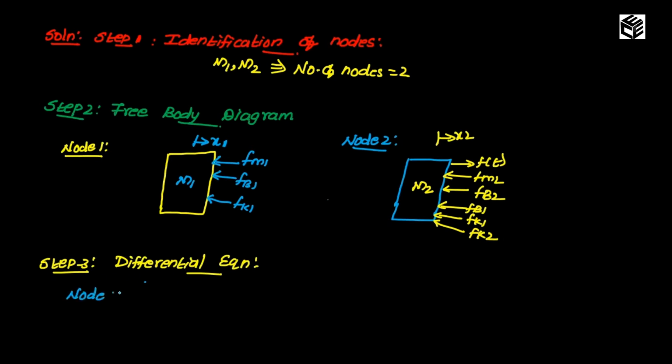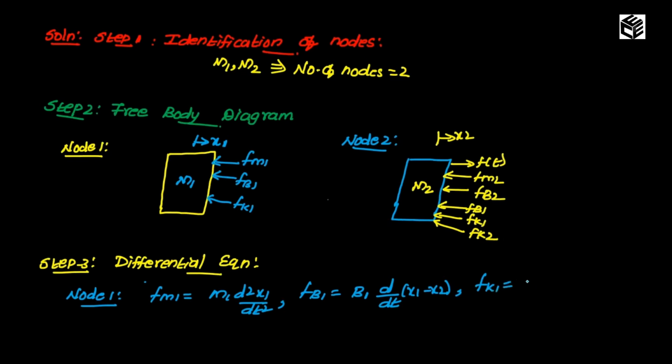For node 1, the differential equations are: FM1 is equal to M1 into d square x1 divided by dt square. FB1 is equal to, since B1 is common to both the nodes, B1 into d by dt of (x1 minus x2). And for FK1, K1 is also common to both the nodes, that is K1 into (x1 minus x2).